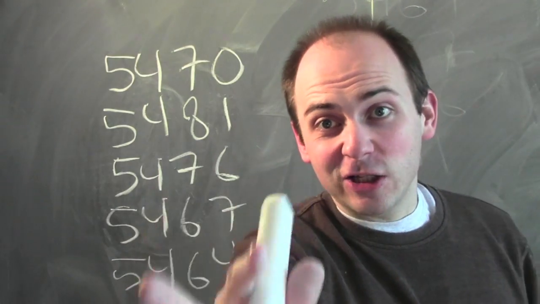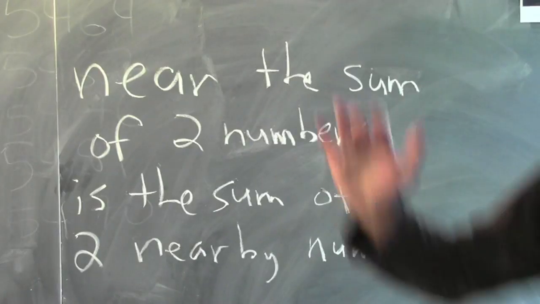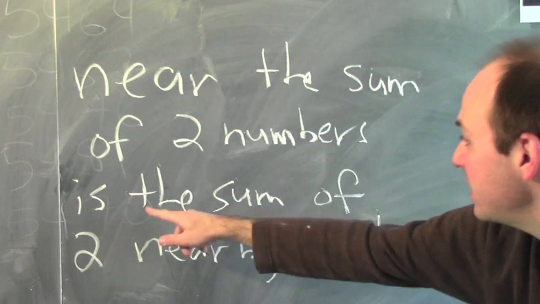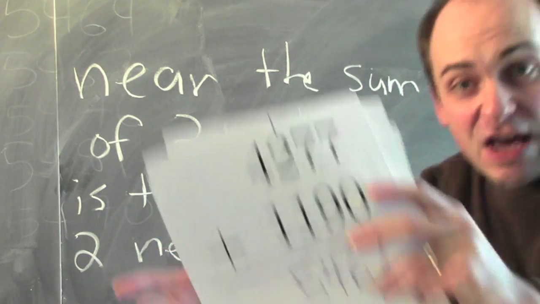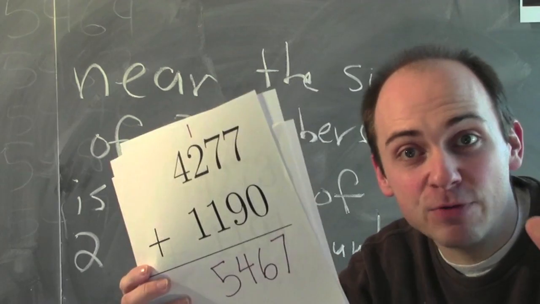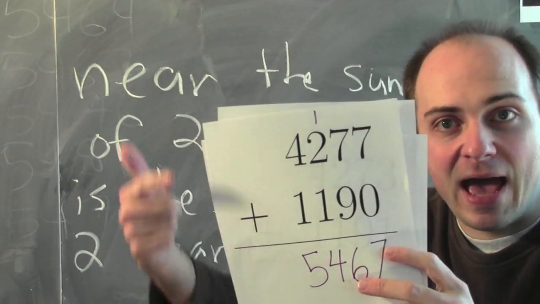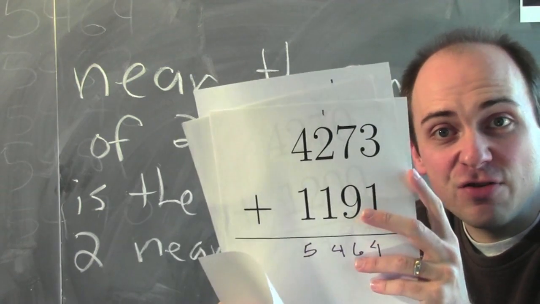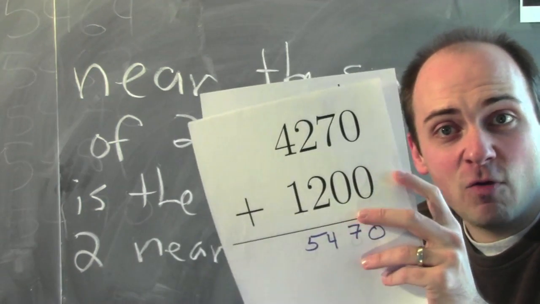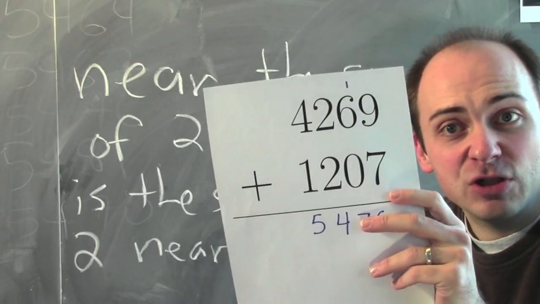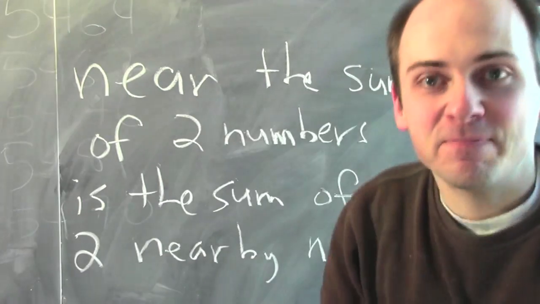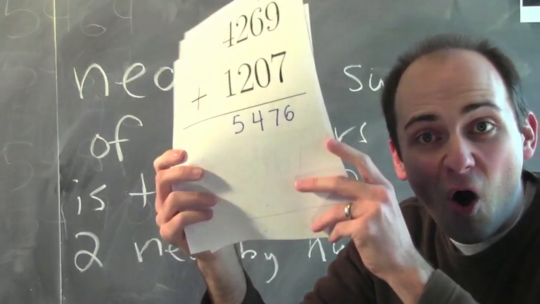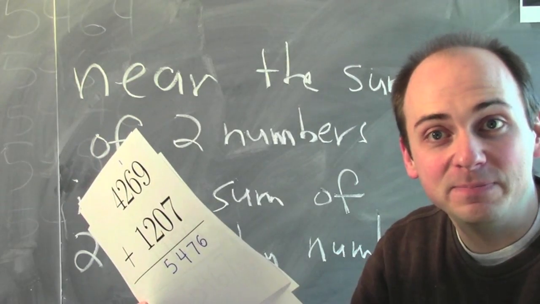They're all really close together. Is that just an accident? Of course, it's not an accident. Here's the fact: near the sum of two numbers is the sum of two nearby numbers. These arithmetic problems are not just random arithmetic problems. Look at the numbers I'm asking them to add. 4277 and 1190. Those numbers are really close to 4273 and 1191, which is really close to 4270 and 1200, which is really close to 4269 and 1207. Near the sum of two numbers is the sum of two nearby numbers. All of the answers are nearby as well.